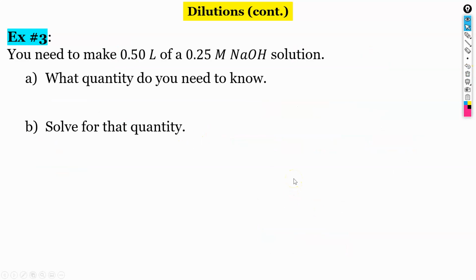All right. For this third example, it says you need to make 0.5 liters of a 0.25 molar NaOH solution. So the question asks, what quantity do you need to know? So remember, molarity is equal to moles over liters. We have the molarity, we have the volume, so we need to know the grams of solute.